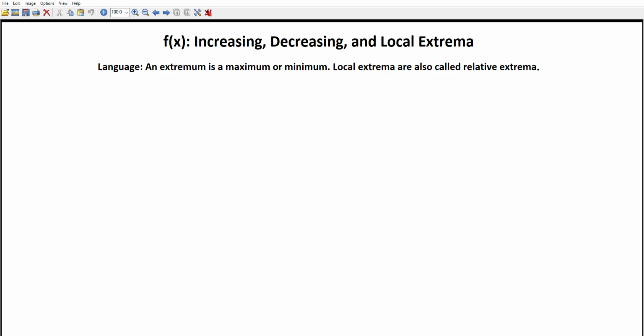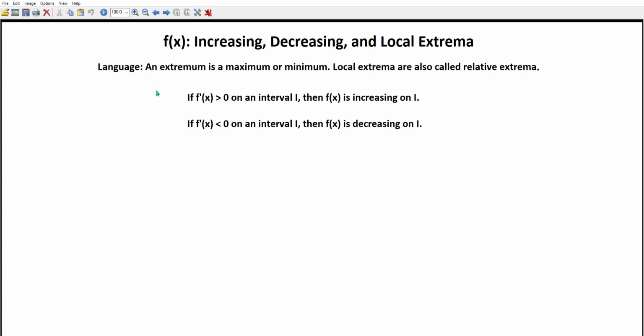Today we will talk about using f prime of x to learn things about f of x, in particular where f of x is increasing, decreasing, and where there are local extrema. Now some language. An extremum is a maximum or a minimum, and local extrema, which we talked about last time, are also known as relative extrema. Okay, so what does the first derivative tell us?